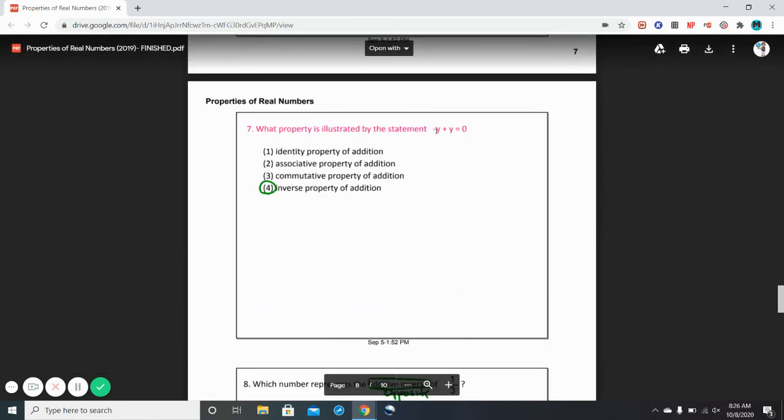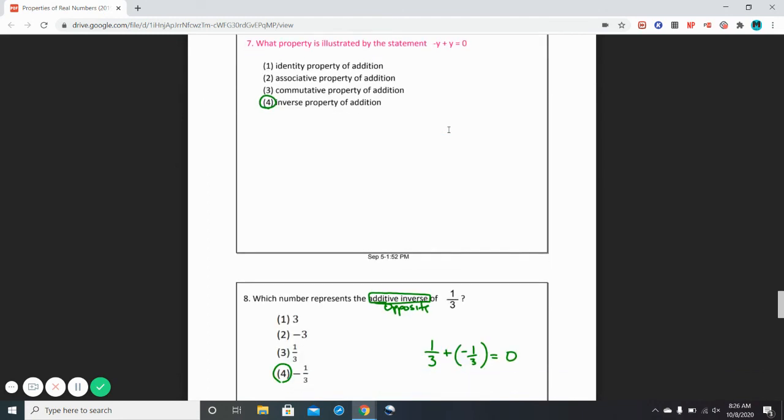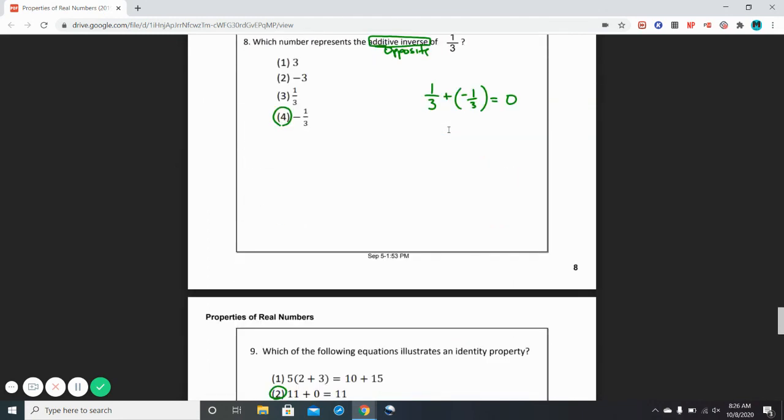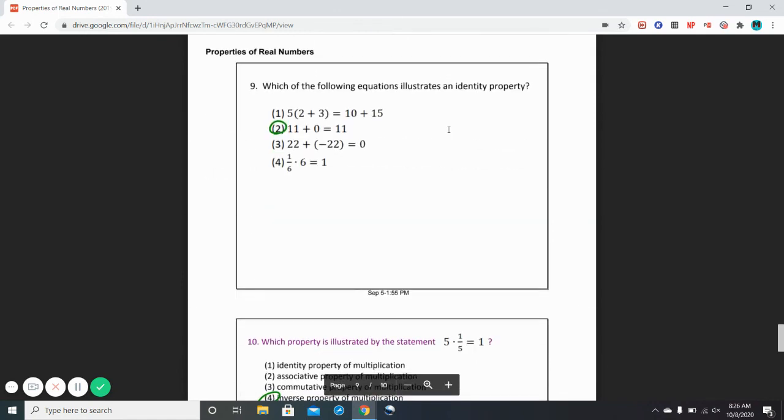Alright, next up. -y plus y equals 0. Remember I said -1,000 plus 1,000 will get you to 0. That is known as the additive inverse, or the inverse property of addition. Which represents the additive inverse of 1/3? That would be negative 1/3. You add the negative, positive, flip that, and you get a negative.